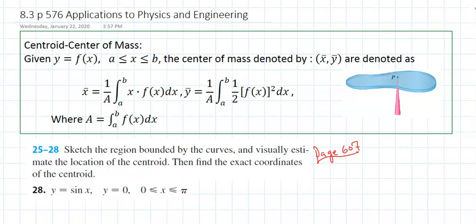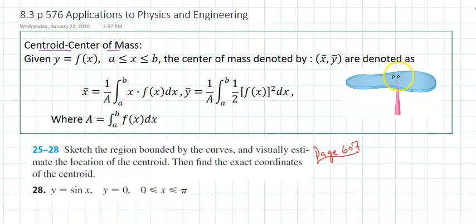Section 8.3 is on page 578. It talks about applications to physics and engineering. We're going to pick one application. There's another one, but we're just going to talk about one. And it talks about centroid, or center of mass.